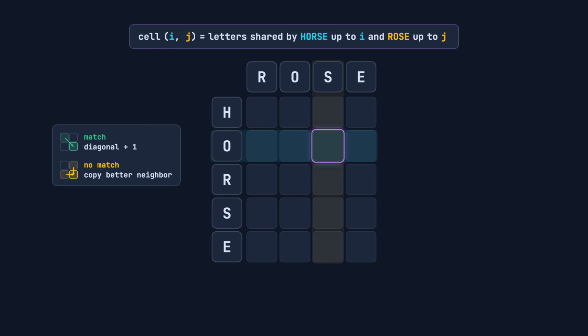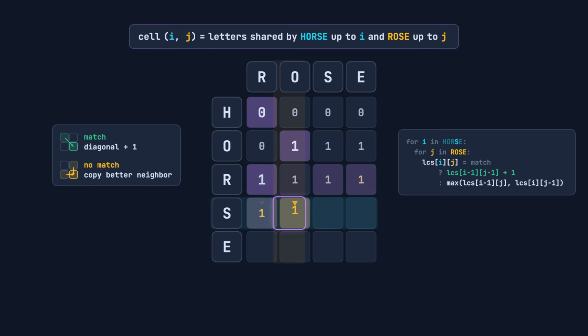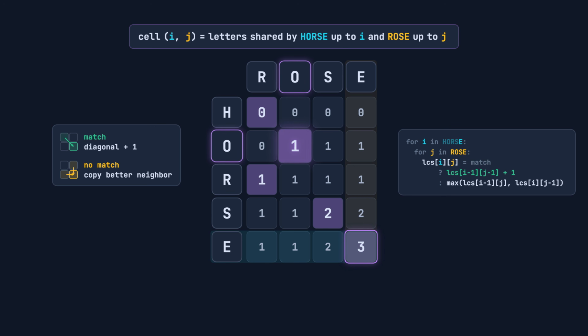Let's fill it in the way the code would, row by row, left to right. I won't read out every cell, but watch them all land. Start at H against R, no match, and there's nothing before either letter, so the cell holds 0. Now O against O, that's a match. Take the best from before both letters, 0, and count the match, 1. Further along, the S is a match, that's 2. And the E's, 3. And you can see the no match cells copying their best neighbors as we go. So the bottom right corner holds the answer for the full words, 3. The O, S, E, we spotted by eye at the start.